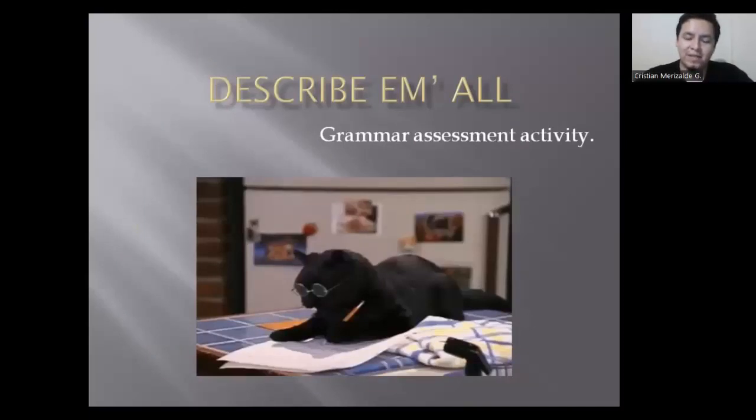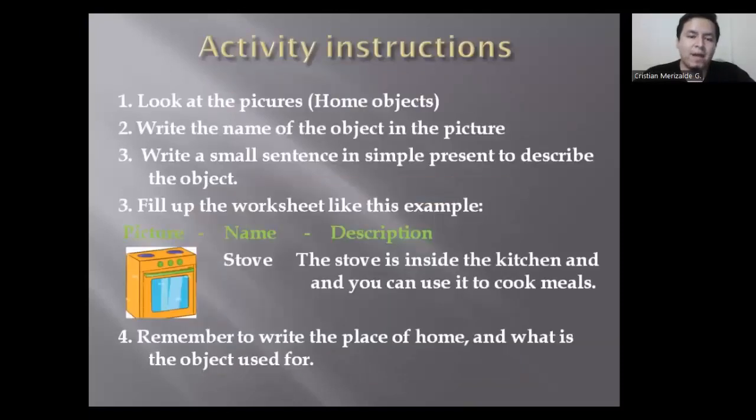Describe Them All is an activity where we are going to describe some objects we have, maybe at home, maybe at school, and we will write the name. We also will describe with a sentence structure what the element is. The first instruction is to look at the picture. You will have some pictures on the left side of the worksheet, and you will write the name of this object, okay?